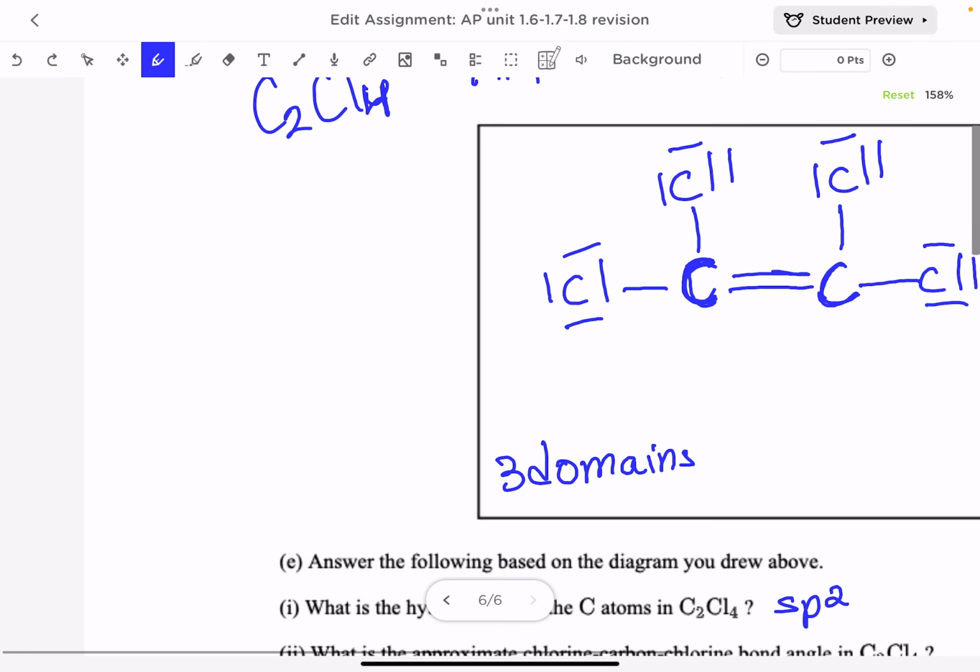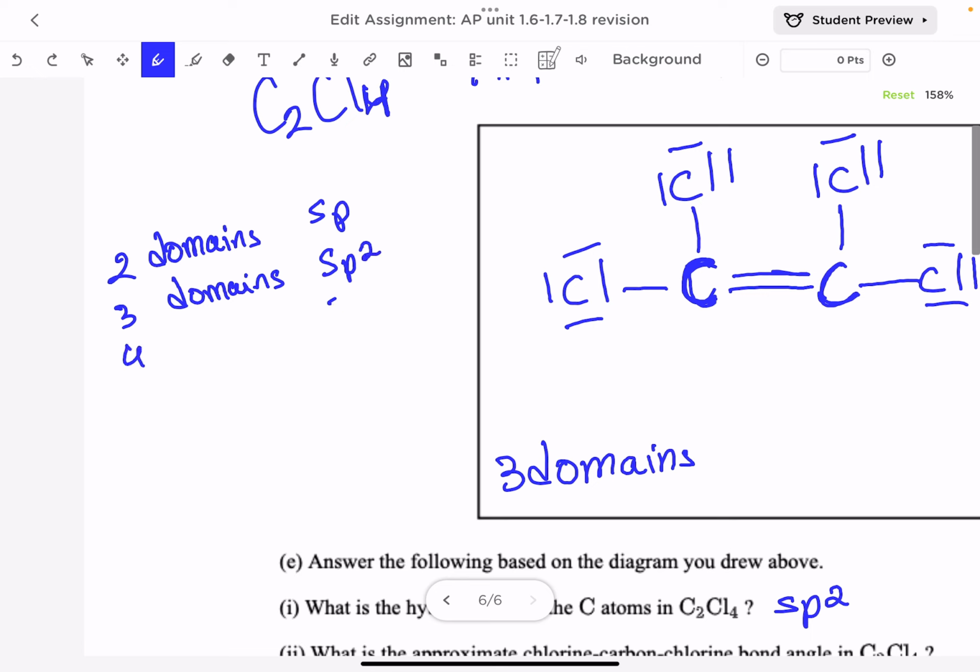I'll just remind you that 2 domains is sp, 3 domains the hybridization will be sp2, 4 domains sp3, 5 domains sp3d, and 6 domains sp3d2.